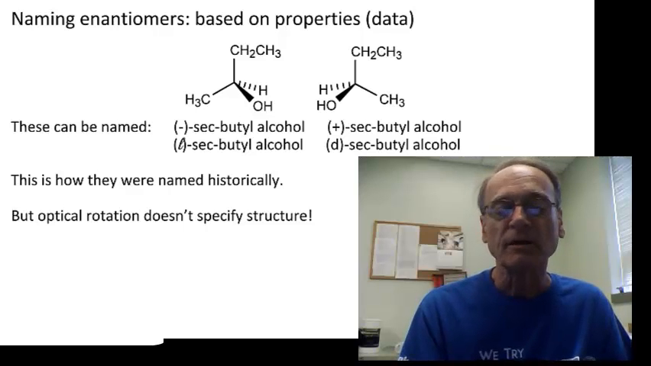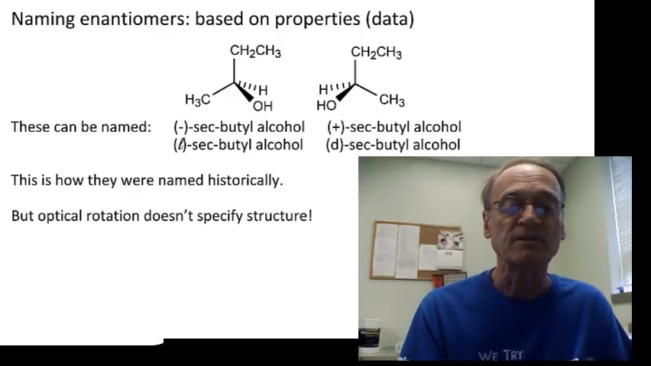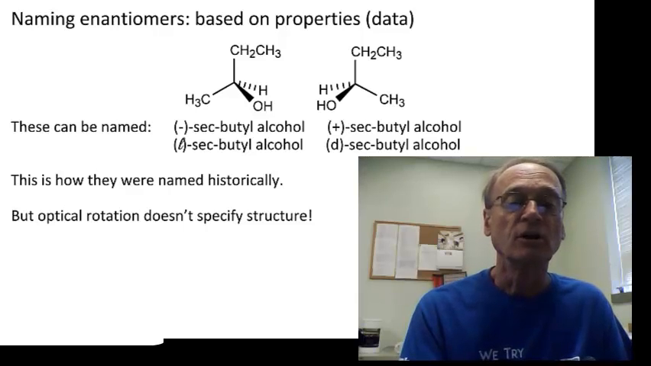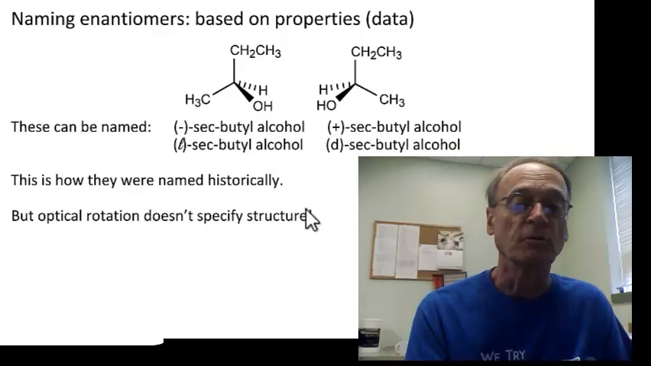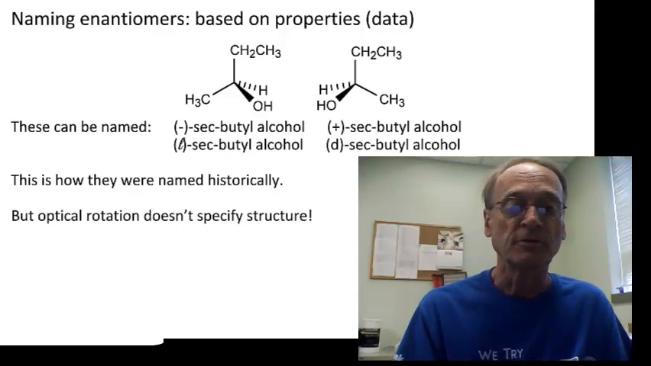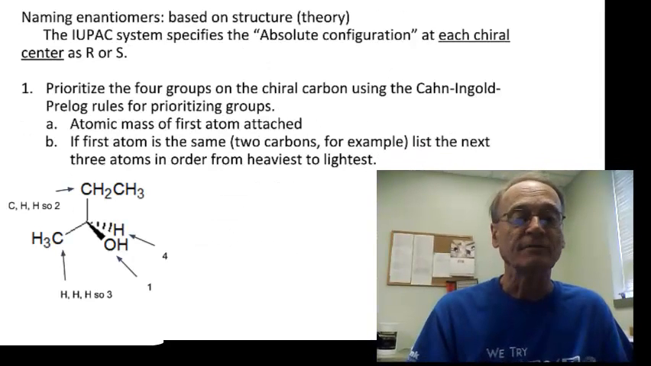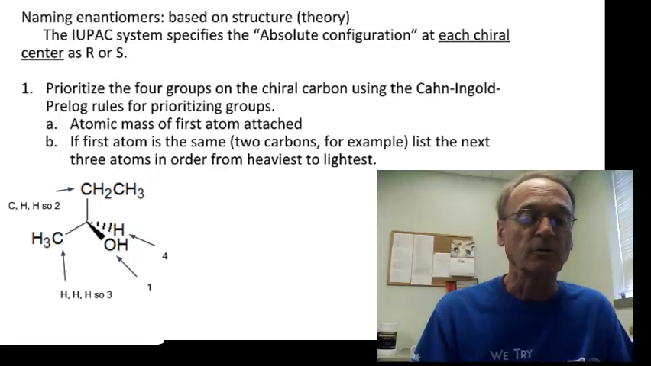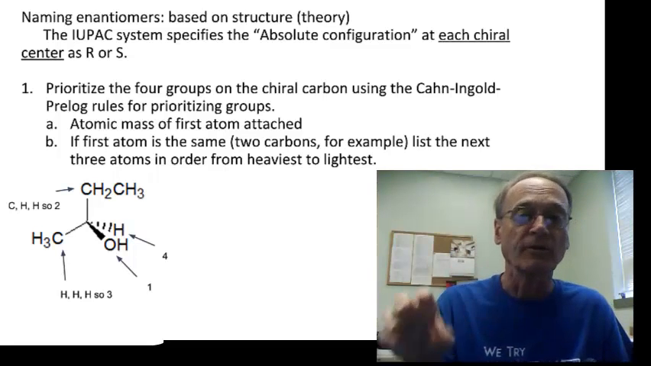But the problem is the optical rotation does not specify the structure. So if you just saw the name minus sec-butyl alcohol, you would not know which of these two structures it was. Or if you just saw that structure, you would not know whether it was minus sec-butyl alcohol. In other words, the property is not directly knowable from the structure, and vice versa. We would like to have a system where you can name an enantiomer based on its structure, not on its optical rotation. In other words, theory rather than data.